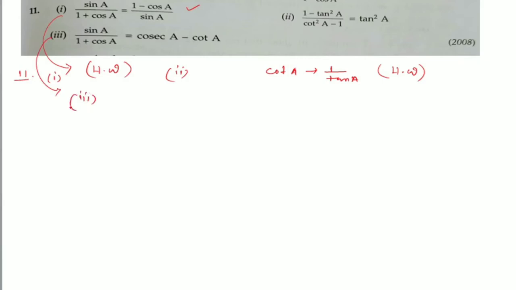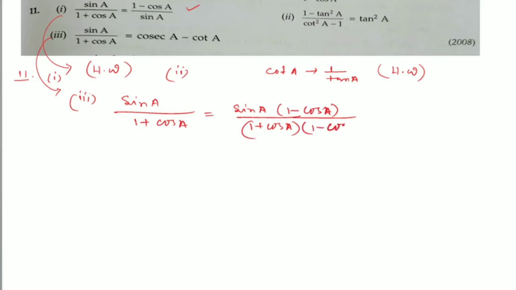So now we will do problem number 3, and I will do it for you. Sin A divided by 1 plus cos A. It is similar to 1 and 2. Here also, just like 1, we have to multiply numerator and denominator by 1 minus cos A. So we multiply by 1 minus cos A divided by 1 minus cos A. Here 1 plus cos A into 1 minus cos A means 1 minus cos square A.